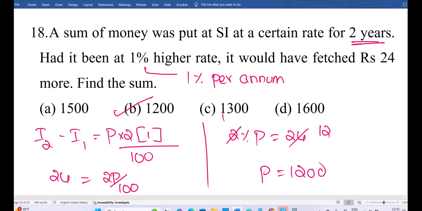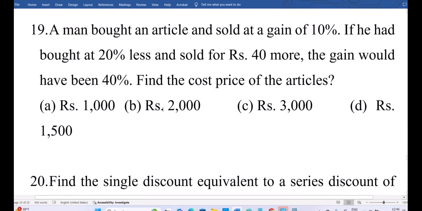I2 minus I1, PTR by 100 minus PTR by 100. Time is the same. The rate of interest difference between the second situation and the first situation is 1. You put that, done. I just want to avoid these left-side formulas, directly see the question, analyze, attack, so that you can save time. Time should be saved in the exam. We have to solve more questions in less time, so we are reducing the steps and avoiding formulas always. So: percentages, profit and loss, simple interest and compound interest.